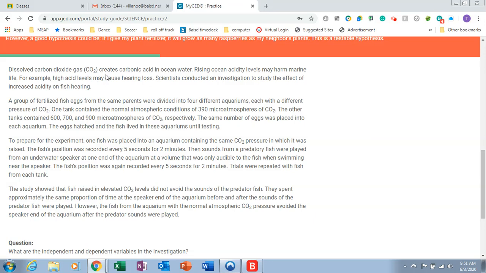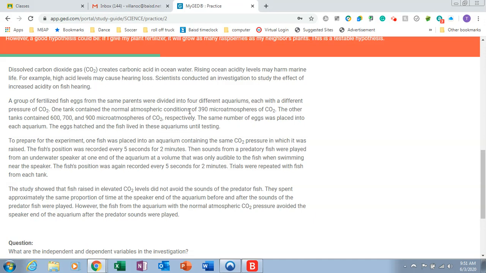Dissolved carbon dioxide gas creates carbonic acid in ocean water. Rising ocean acidity levels may harm marine life. For example, high acid levels may cause hearing loss in fish. Scientists conducted an investigation to study the effect of increased acidity on fish hearing. So, a group of fertilized fish eggs from the same parents were divided into 4 different aquariums, which is important in experiments that we have different groups. You got to have more than one group. So they're going to have 4 different aquariums to compare, each with the different pressure of CO2.